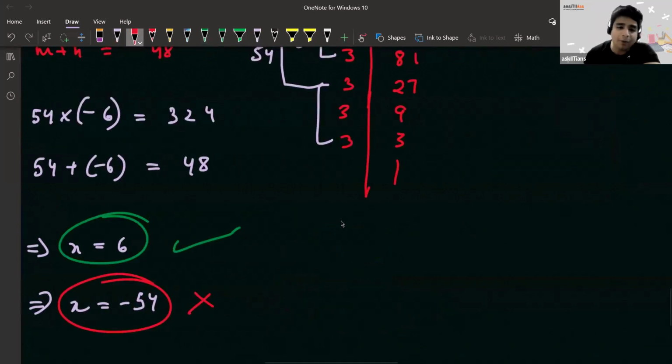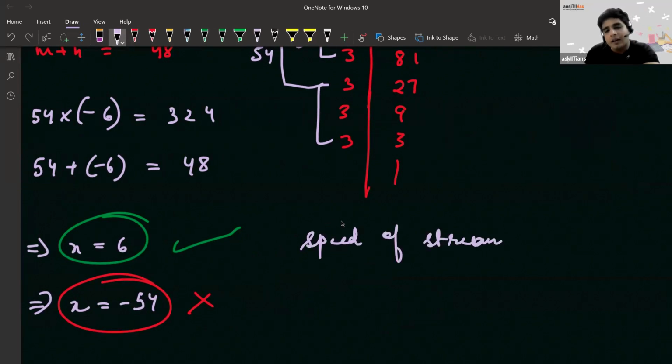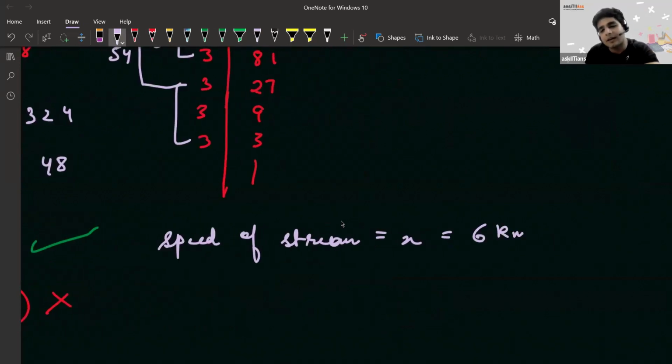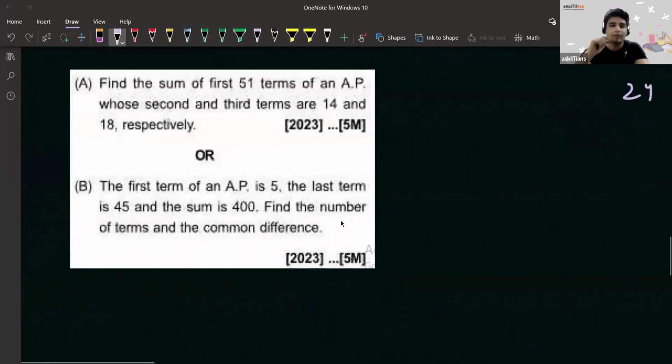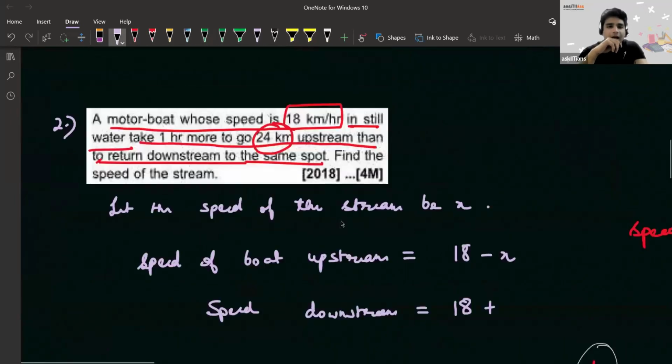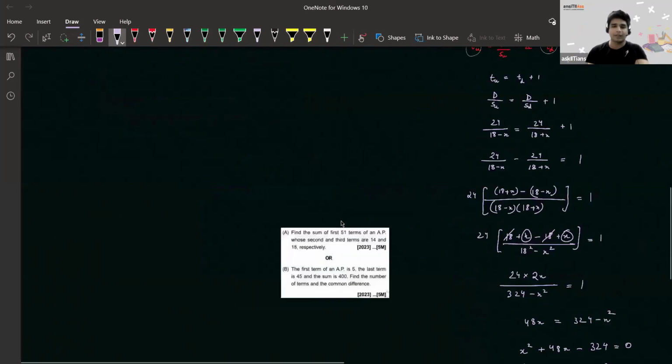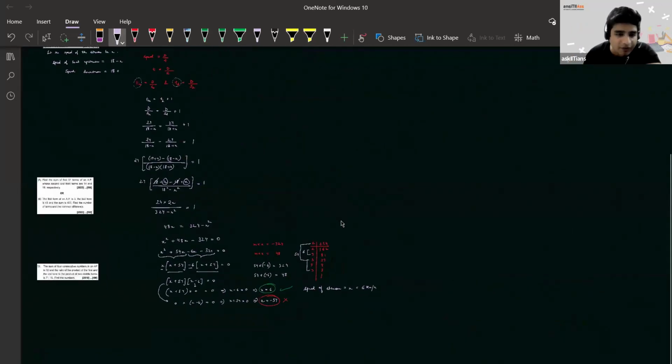Okay. So you'll write it beautifully. Do not just leave it over here. Write it beautifully. That speed of stream, which I let it equals to be x, is nothing but 6 kilometer per hour. I think kilometers per hour was my unit. Tell me, everyone. 6 kilometer per hour was my unit, right? Yes, kilometer per hour. So that is the thing, everyone. I hope this makes sense to each and every one of you.